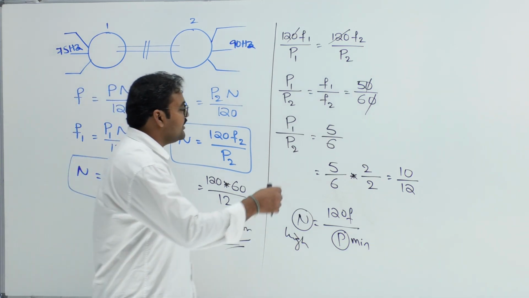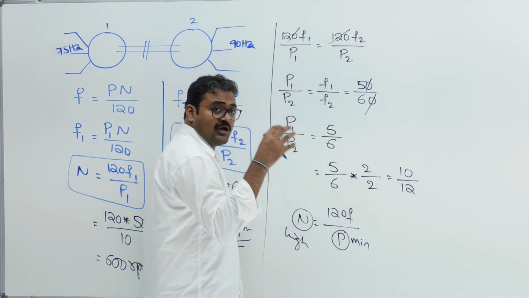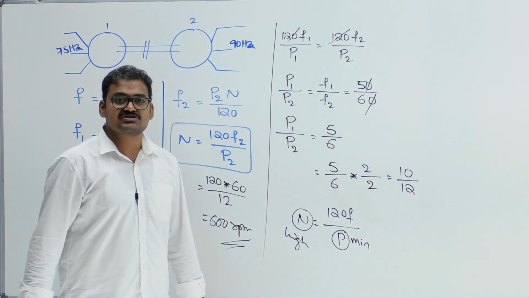That too, minimum doesn't mean 2 poles or 4 poles. It has to satisfy the ratio. Poles should satisfy this ratio and they should be the minimum number. Then you will get the highest speed possible.